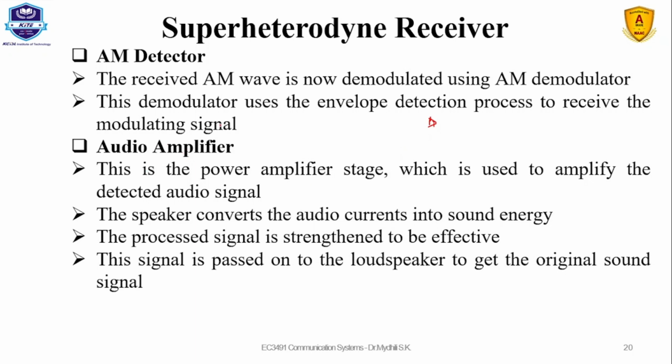Next, the signal which is recovered is passed through the audio amplifier or power amplifier. The demodulated signal is given to this power amplifier, which amplifies it to detect the audio signals. If it is an audio or message signal, this will be detected. If it is an audio signal, it is passed through the necessary speakers, and the speaker will convert this audio current into sound energy, and the processed signal is strengthened to be effective, and this signal is passed to the loudspeaker to get the original audio signal.